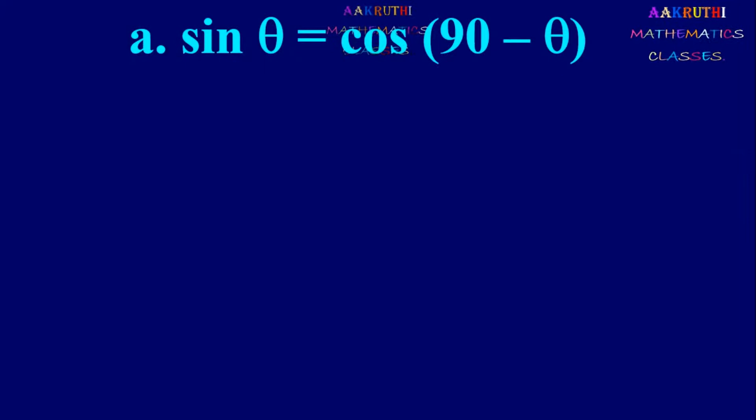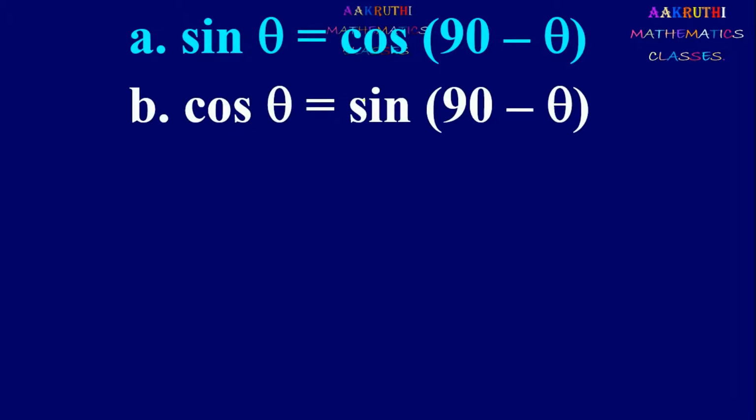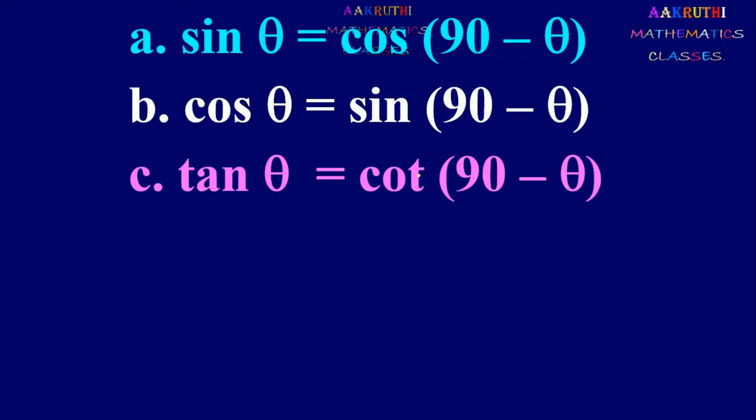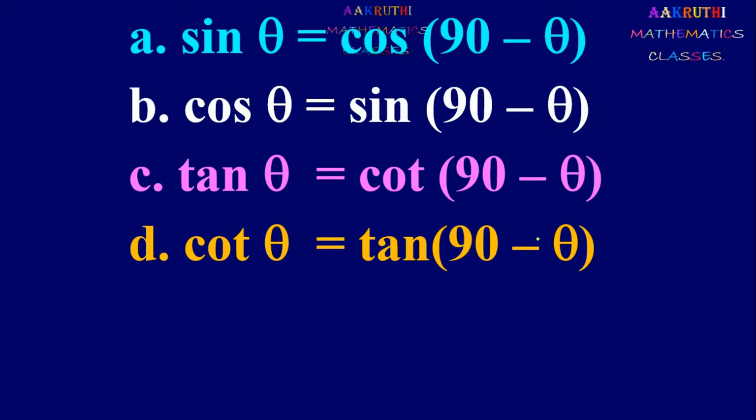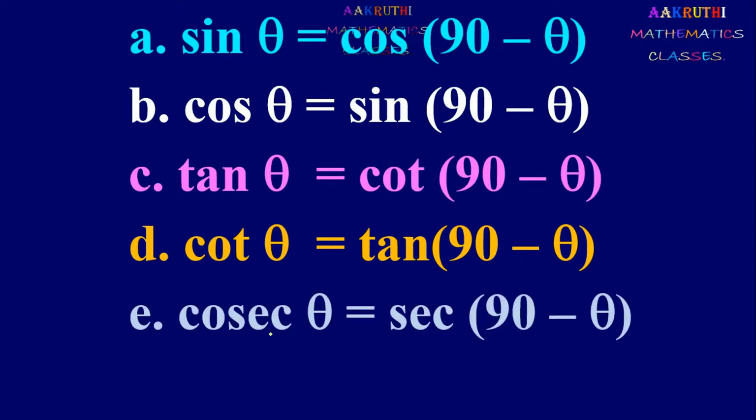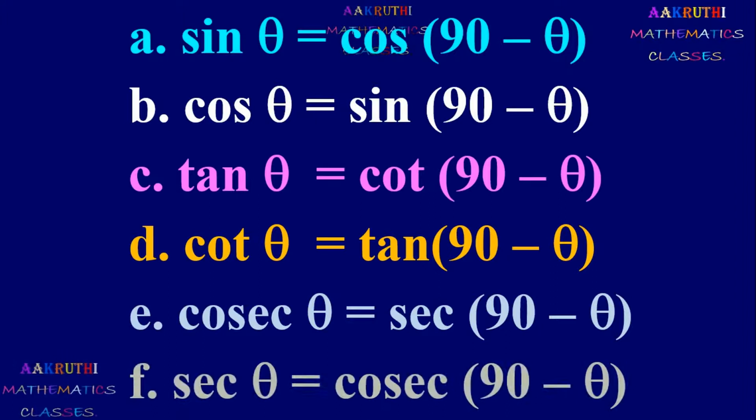Next we say sin theta equal to cos of 90 minus theta. This is one more relation between sin theta and cos theta. Cos 90 minus theta is sin theta, and similarly sin 90 minus theta is cos theta. Tan theta can be written as cot 90 minus theta, and tan 90 minus theta is cot theta. Cosecant theta can be written as secant 90 minus theta, and secant theta as cosecant 90 minus theta. That is, cos 90 minus theta is sin theta, sin 90 minus theta is cos theta, cot 90 minus theta is tan theta, tan 90 minus theta is cot theta, secant 90 minus theta is cosecant theta and cosecant 90 minus theta is secant theta.